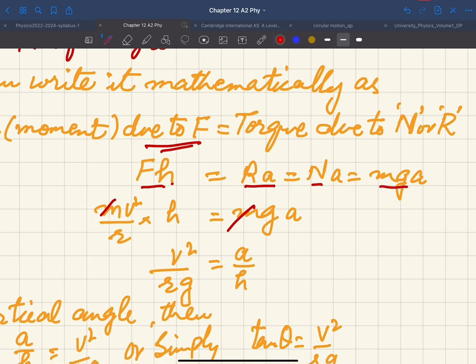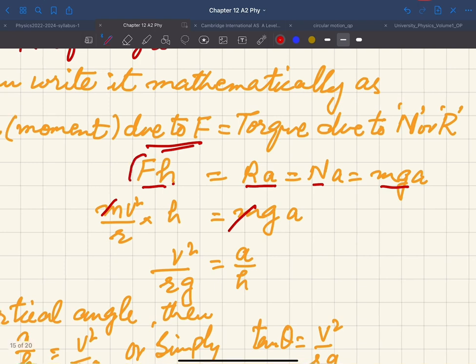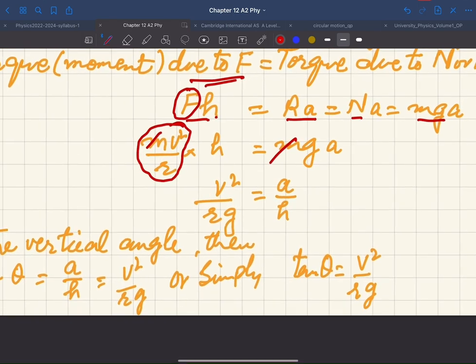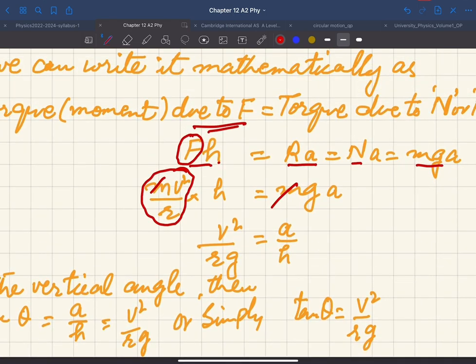So you know that we have just discussed that F is nothing but the centripetal force. So for this centripetal force, you have this formula, mv square over r. So mv square over r into h, you can write on one side, and on the other side you have mga. And you can see that the m's cancel out from each side. So v square over rg will be equal to a over h.